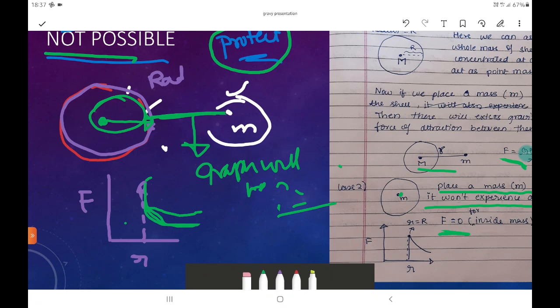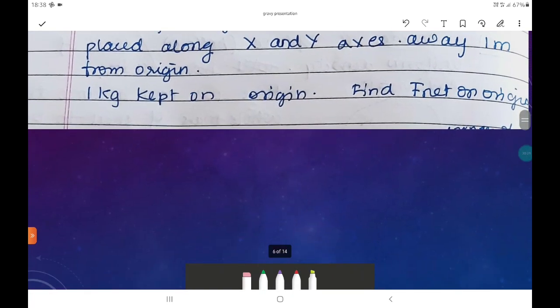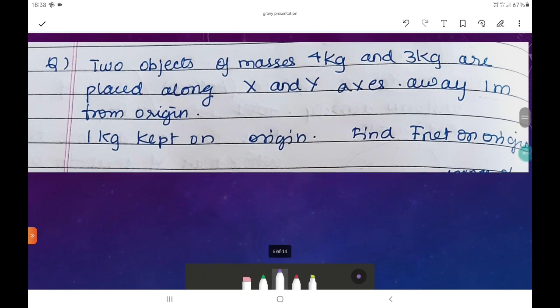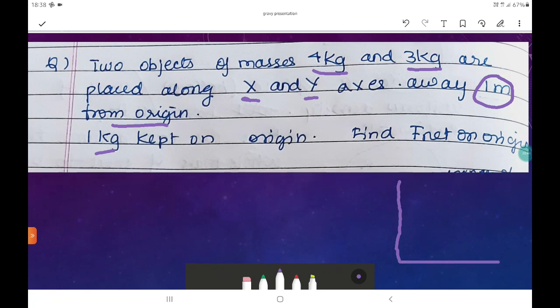Okay, so now let's move on to some important, typical questions. This is the first question. Two objects of masses 4 kg and 3 kg are placed along the x and y axis away from the origin. A 1 kg mass is kept on the origin and the distance is 1 meter. Find F net on the origin. First of all, in physics you start by proceeding with the diagram. Draw the possible diagram for the question. They are saying that 4 kg is kept on the x axis and 3 kg is kept on the y axis at a distance of 1 meter each.